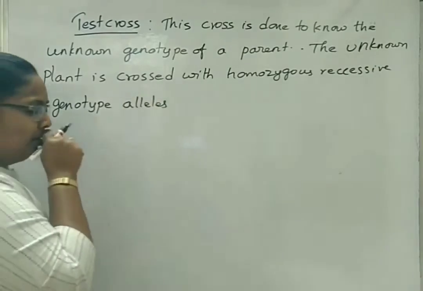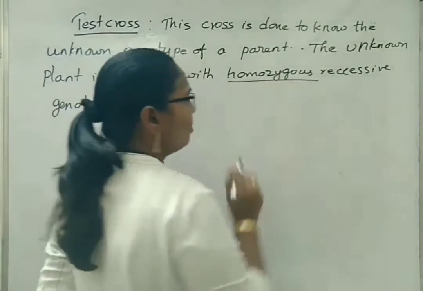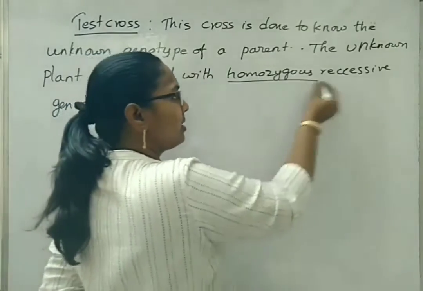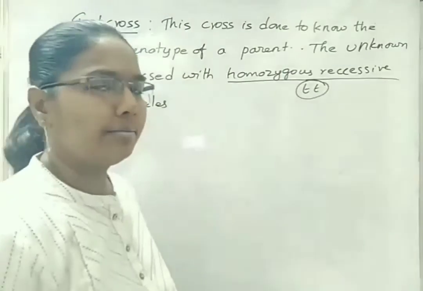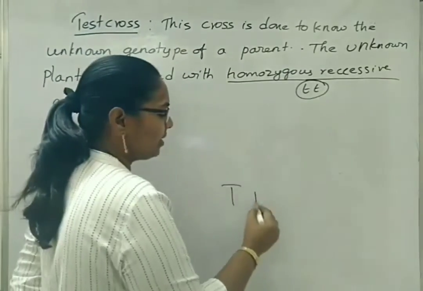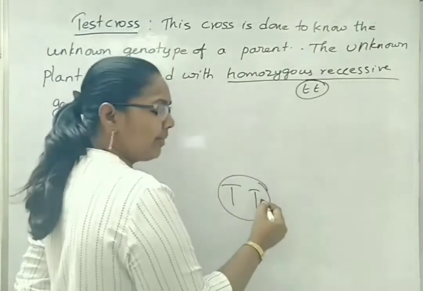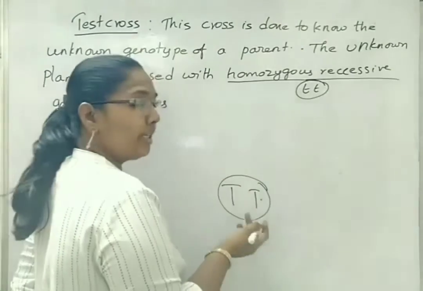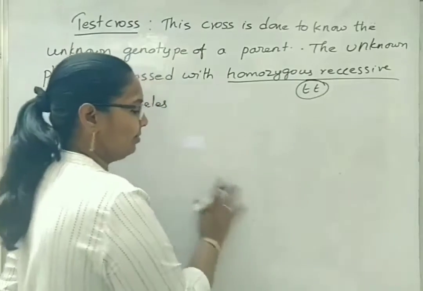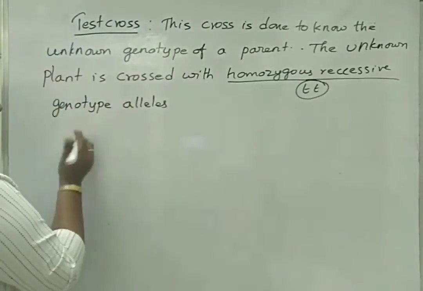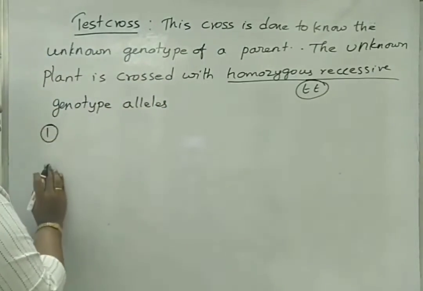Now, we know that homozygous recessive, in the sense, it should be represented with small letter alphabets. If we write with capital letters anything, it indicates that we are talking about dominant alleles, homozygous dominant alleles. So, first possibility, there are three possibilities to explain.